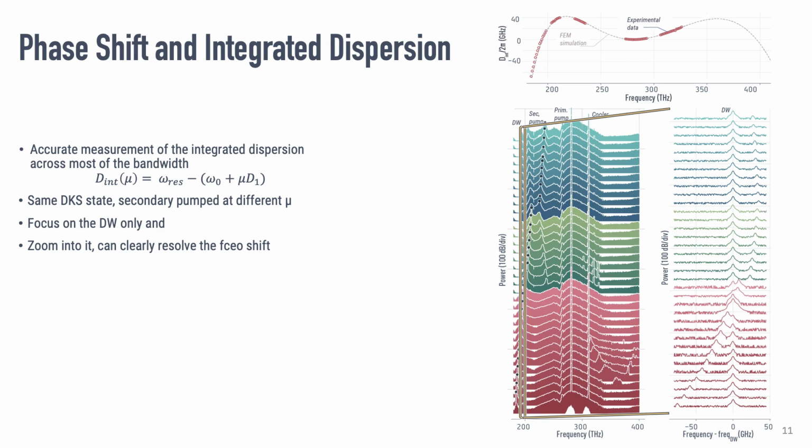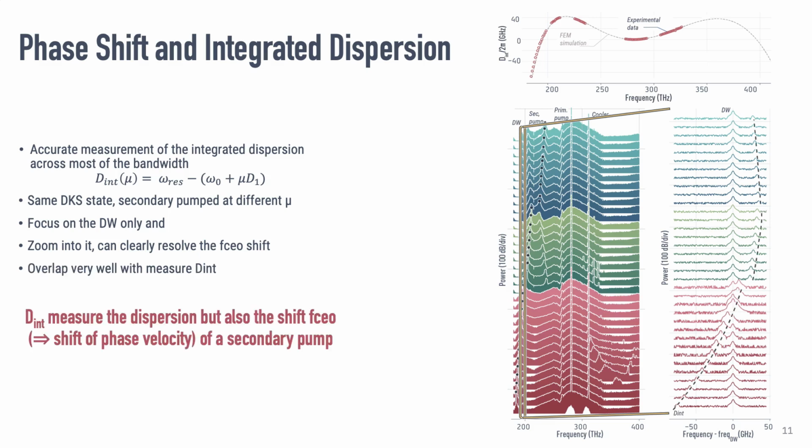And if you just look at the dispersive wave and we zoom over it, you will see that the dispersive wave of the primary soliton is actually not moving, it stays at this 0 normalized. But all the different components of the secondary pump are actually moving, and that follows very well the integrated dispersion that we just measured. So essentially, the integrated dispersion is a measurement of the shift of frequency carrier offset when you're in a dual pump system, which means it also measures your shift of phase velocity.